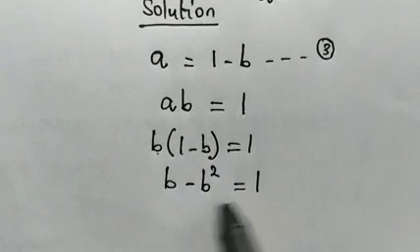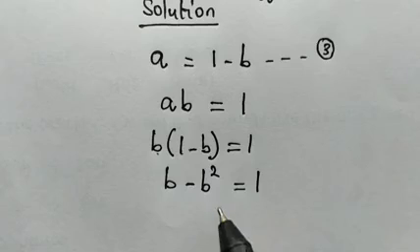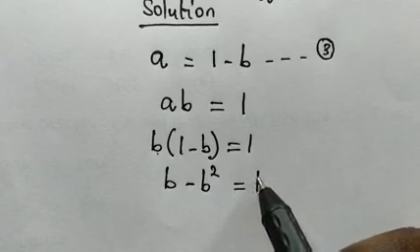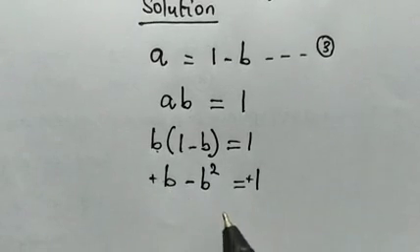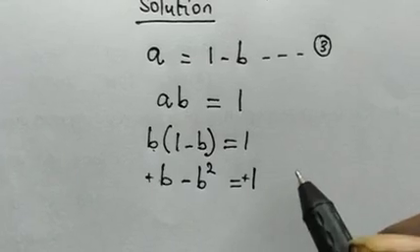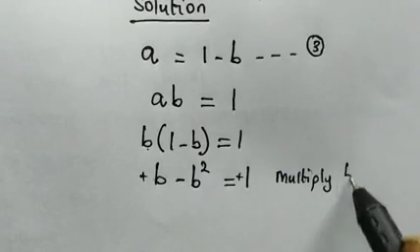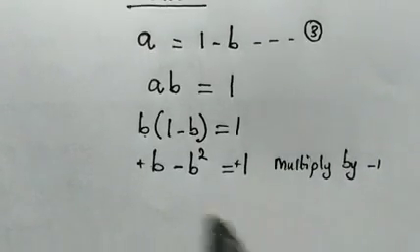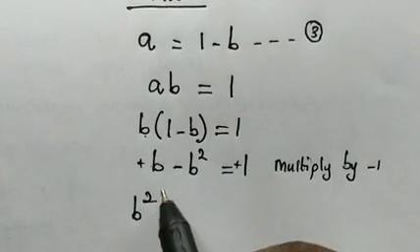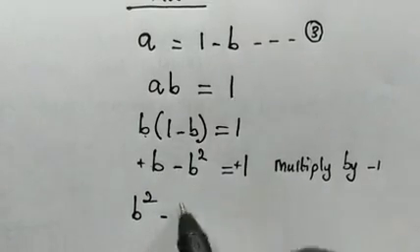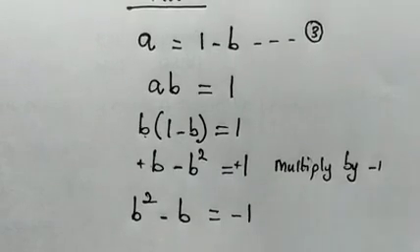Now we can multiply both sides by negative 1. If you do so, the signs will change. Remember here, the sign for 1 is positive, and here b is also positive. Multiply both sides by negative 1. So the signs will change. This one which is negative will become positive b squared, and this one which is positive will become negative b. This will be equal to this one which is positive, which will become negative 1.